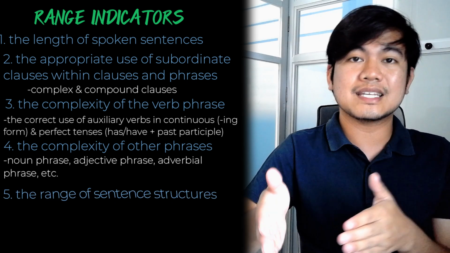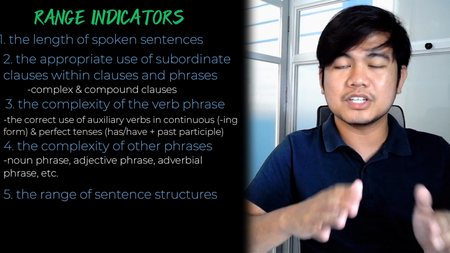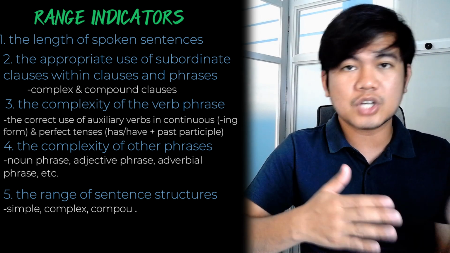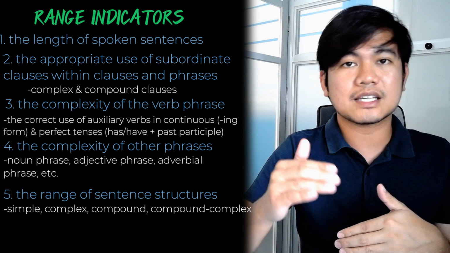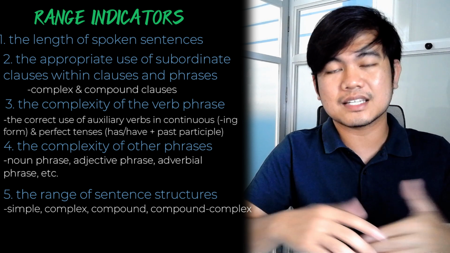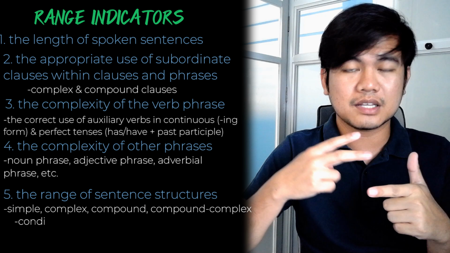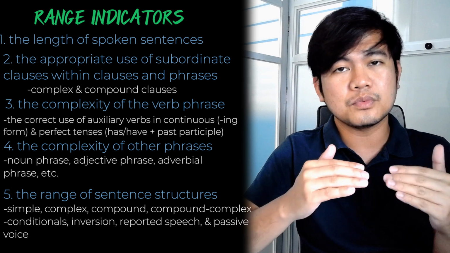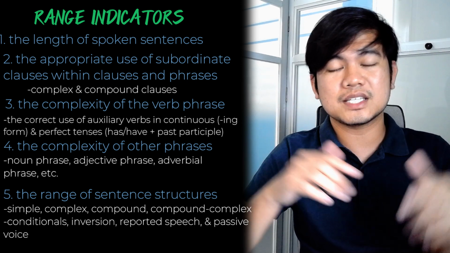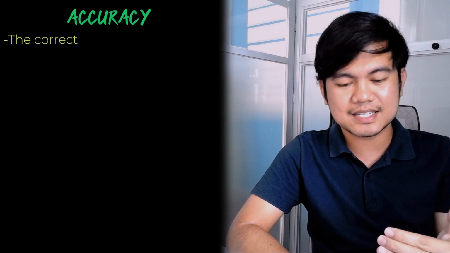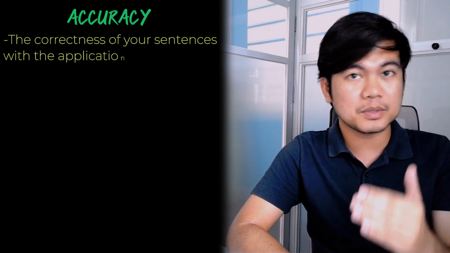Fifth, the range of sentence structures. Well, how much do you know about sentence structures? Well, that includes the things that we talked about earlier about the different types of sentences. I would also want to include the advanced structures. Study conditionals, inversion, reported speech, and passive voice, because these things can really help you boost your score in this criterion, grammatical range and accuracy. Now let's talk about accuracy. Well, it simply means the correctness of your sentences with, of course, the application of grammar rules.